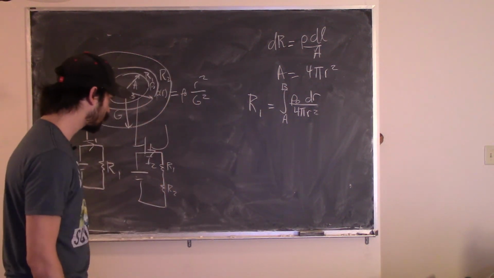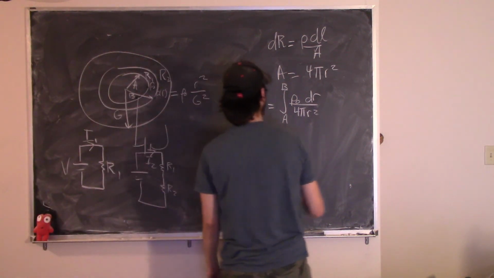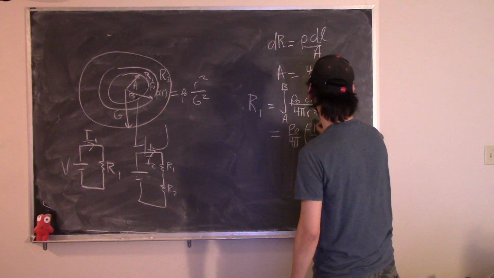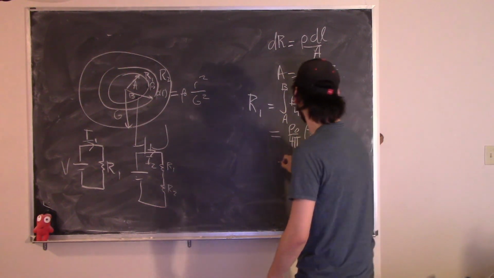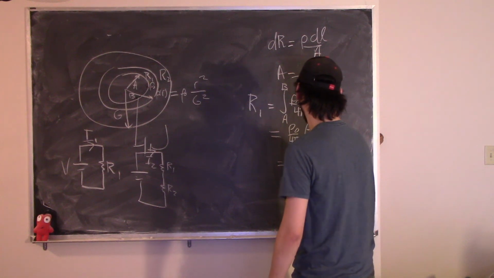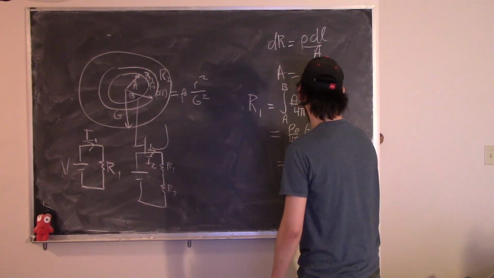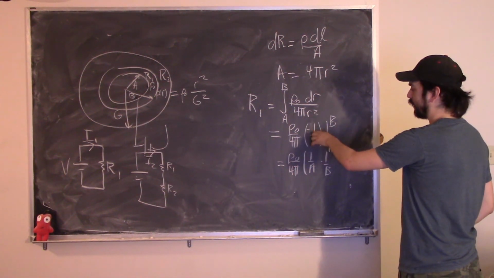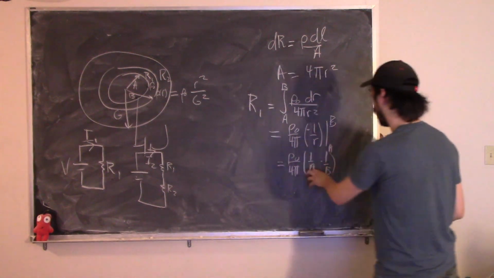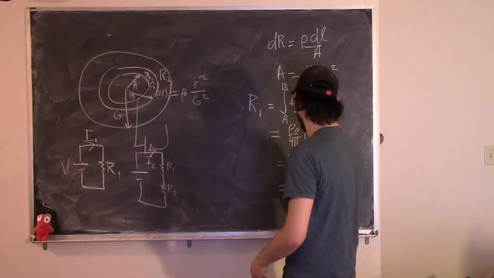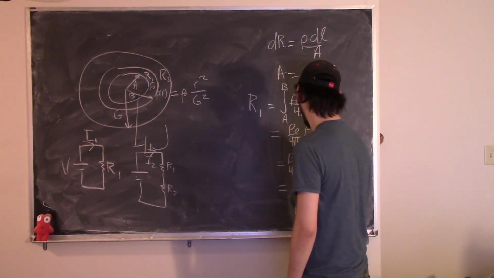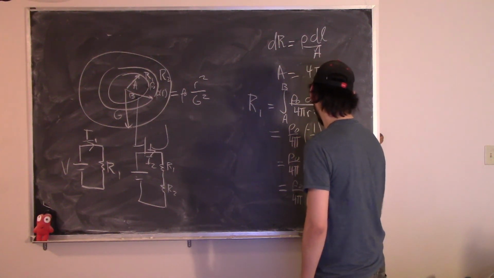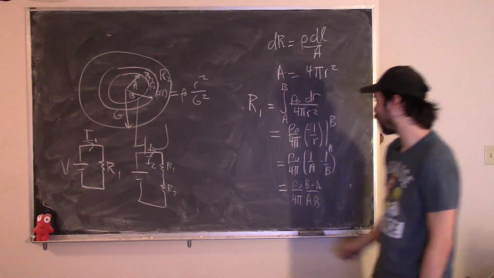When we do this, we end up seeing that this is going to be equal to rho 0 divided by 4 pi times 1 over r with a negative sign evaluated from A to B. This is going to give me rho 0 over 4 pi times 1 over A minus 1 over B. I flipped this and then I got rid of the negative sign. So this should be 1 over A minus 1 over B, which is really just rho 0 divided by 4 pi AB times B minus A in the numerator. Okay, so this is what R1 is.